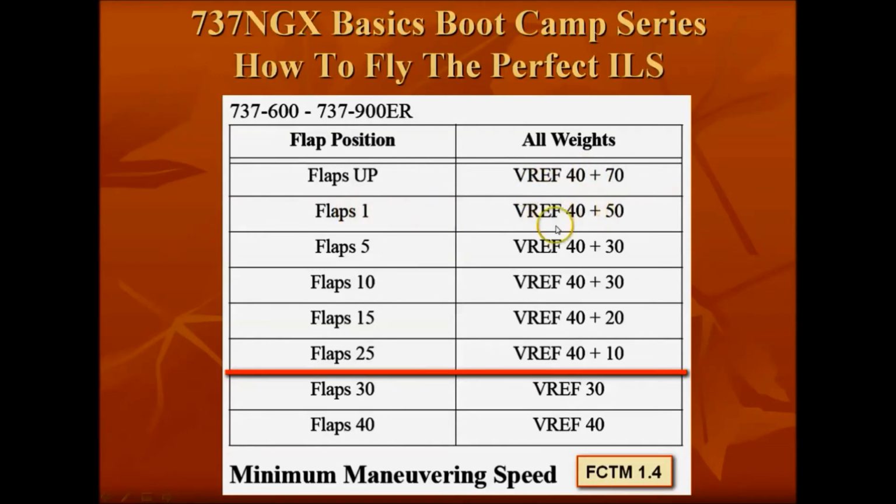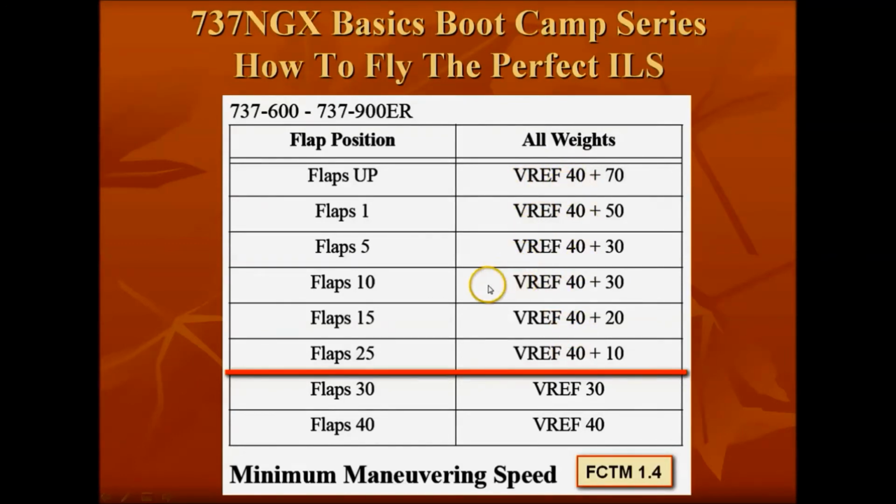Flaps 1, it's VREF plus 50. Flaps 5, it's plus 30. So, for example, we know that my flaps 40 VREF is 136. So for flaps 15, my maneuvering speed is going to be VREF plus 20. It's going to be 156, right? Just add 20 knots. For flaps 5, my maneuvering speed is going to be 166. 136 plus 30 is 166. I can still land at flaps 30 if I want. That's not going to change these speeds at all. These speeds are all based on flaps 40 VREF. So don't let that confuse you.